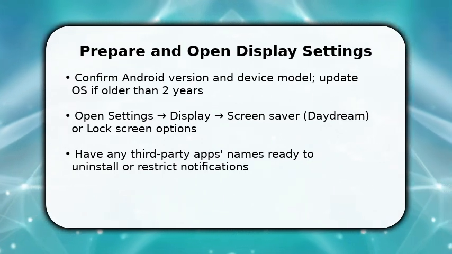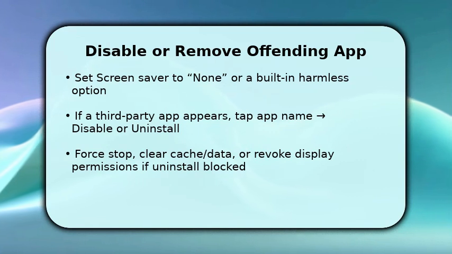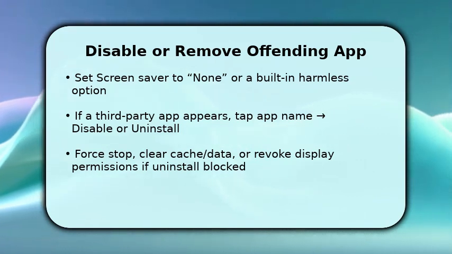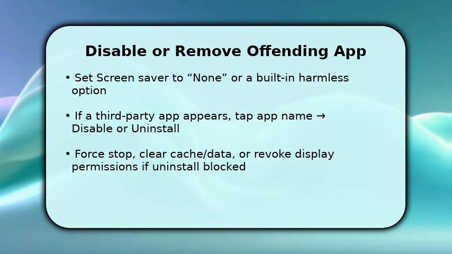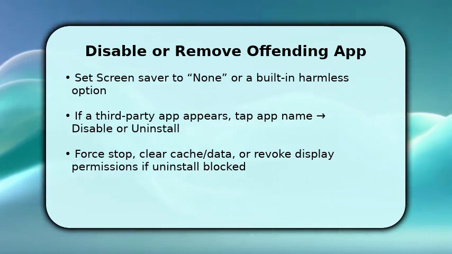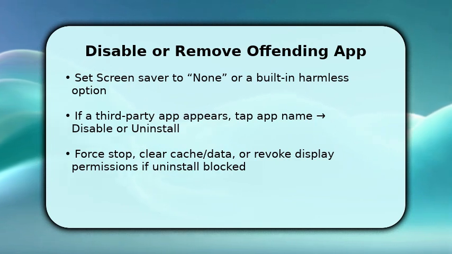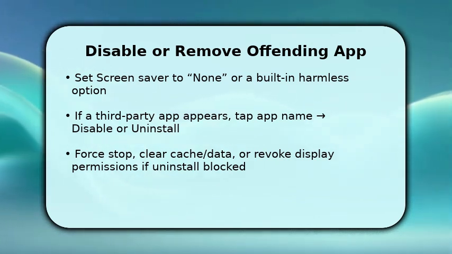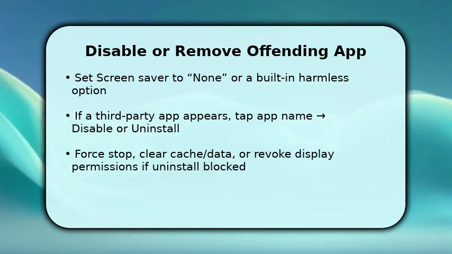Once you've identified the saver, set Screensaver to none or pick a safe built-in option to stop ads immediately. If the ads come from a third-party app, tap its entry and choose Uninstall. If Uninstall is blocked, force stop and clear data, then revoke Special Display or Overlay permissions. If the app came pre-installed, disable it and remove notification privileges.